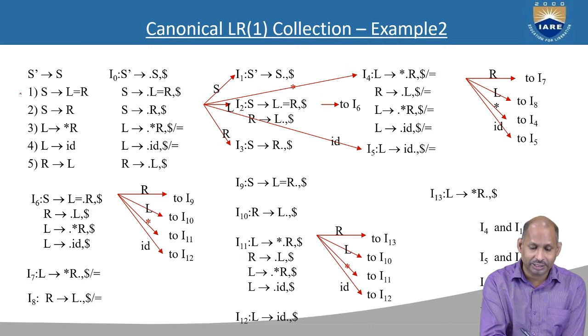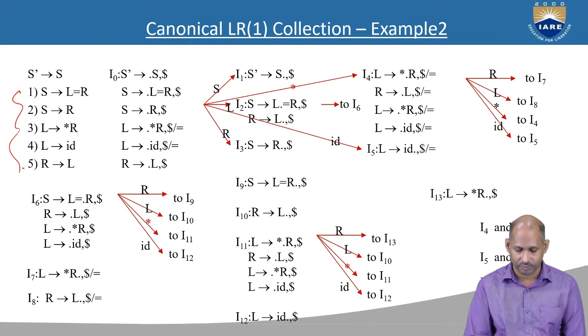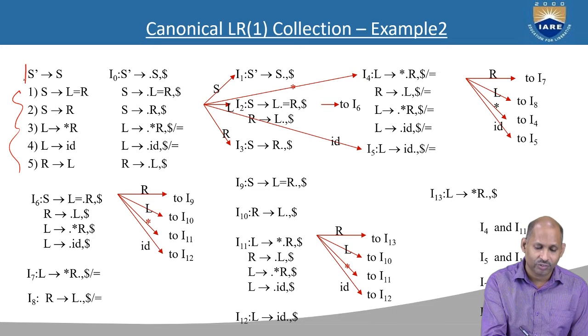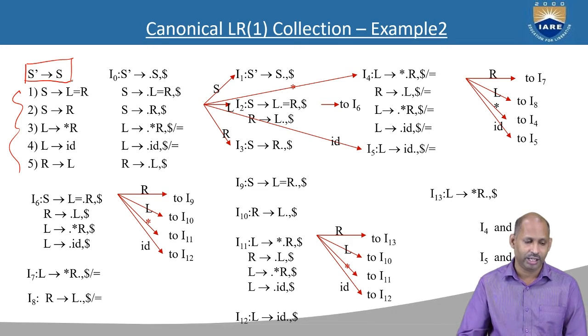Now this is the given grammar, productions 1 to 5. Then the first step is to add a special production.